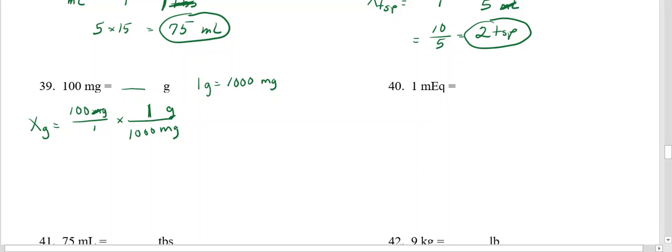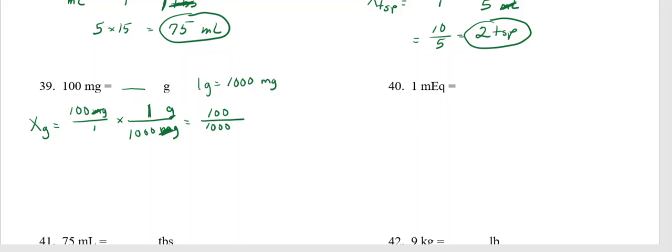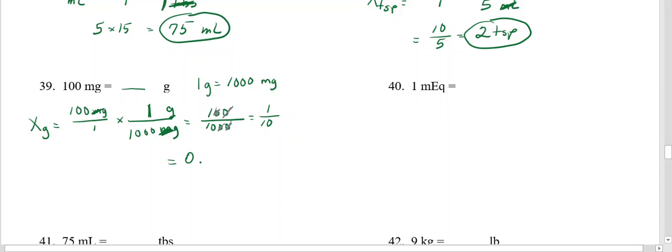Cancel out my milligrams. So now I would have 100 over 1,000. And remember, for every 0 I have on top, I can cancel a 0 on bottom. 0 on top, 0 on bottom. And that equals 1 over 10. So we can rewrite that as a decimal as 0.1. And that would be grams. So 100 milligrams is 1/10 of a gram.